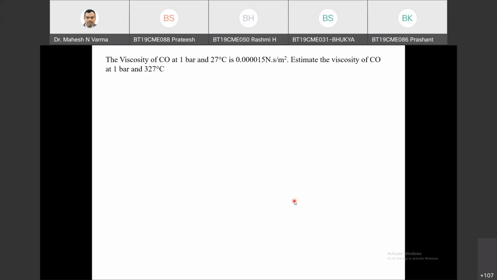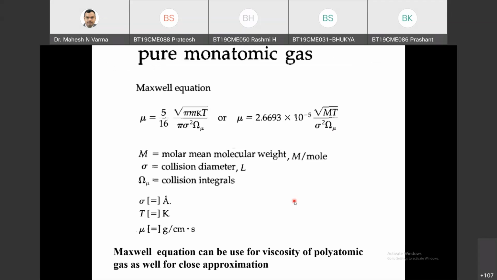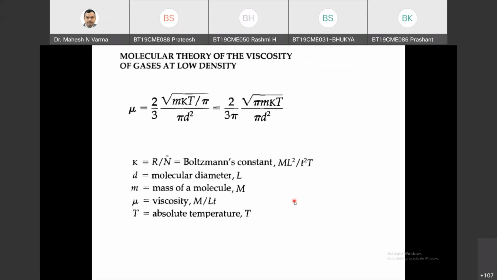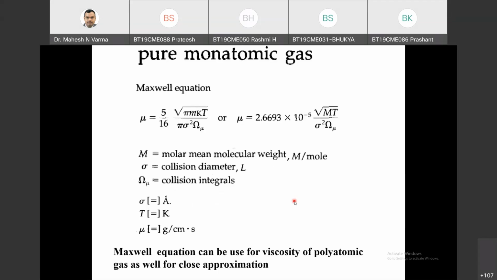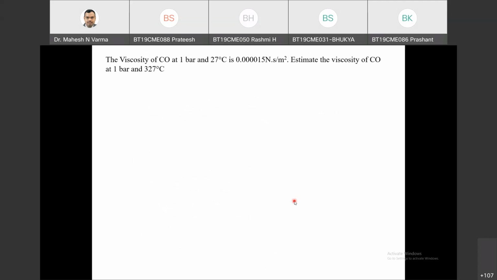Okay, this is the numerical asked in examination for 1 mark, and moreover, this Maxwell equation or this kinetic theory of gases equation, the molecular theory of viscosity of gases equation, is the basis for solving this problem. Actually, the only thing here is you need to use the relation that viscosity is proportional to the square root of temperature.